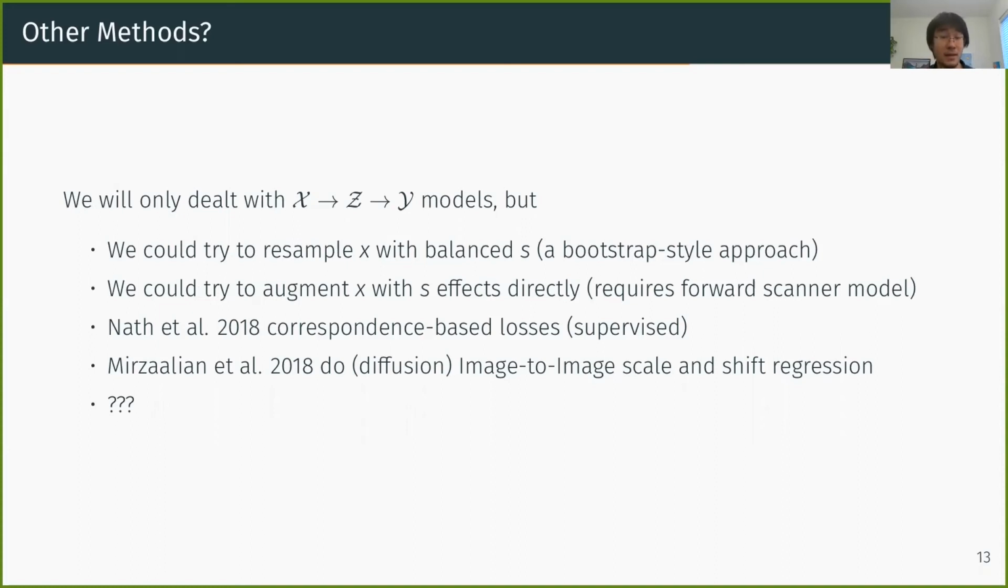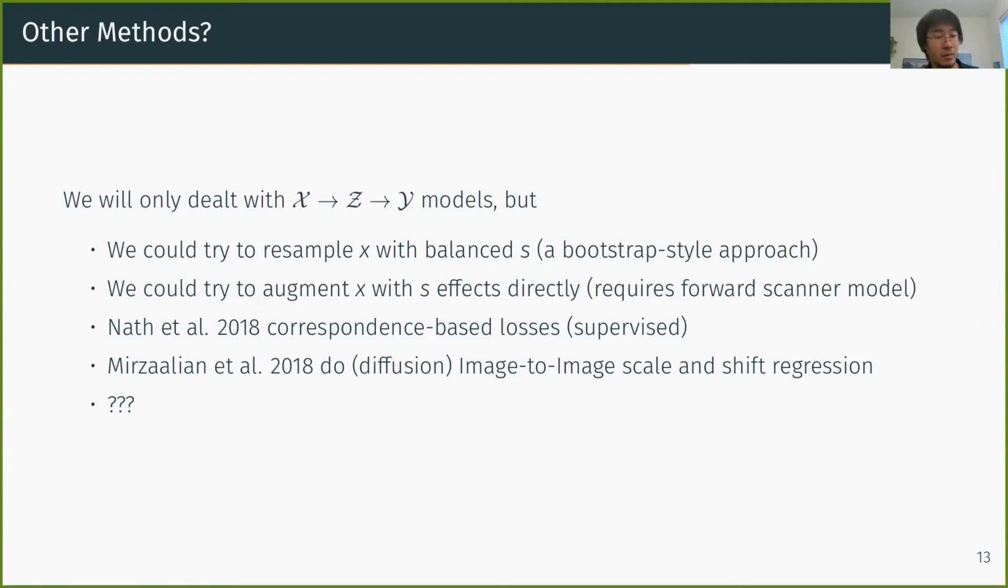If you had supervised phantom data, you can design networks for this. Nath, at Vanderbilt, and that group built such a network. It's a paired network where it knows about ground truth, and you can do tricks like that. It's a little more expensive, but it actually works quite well.